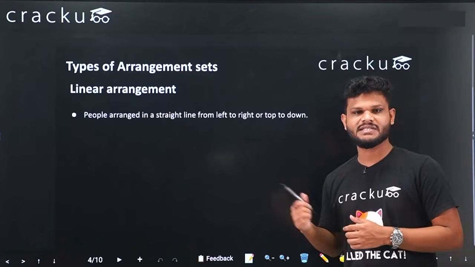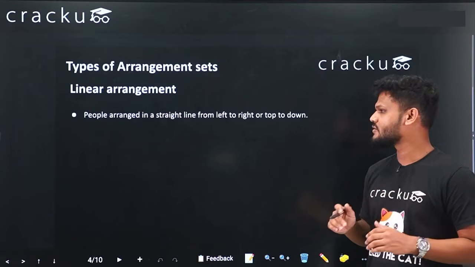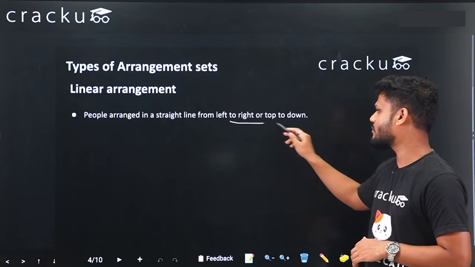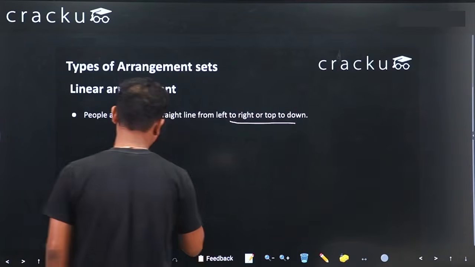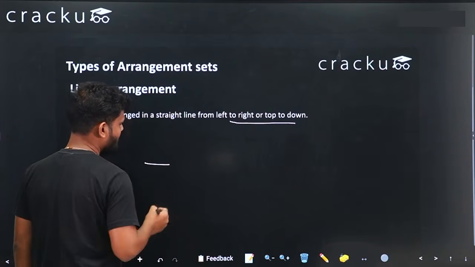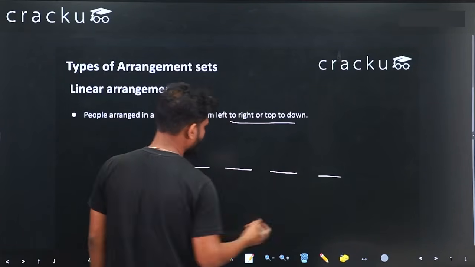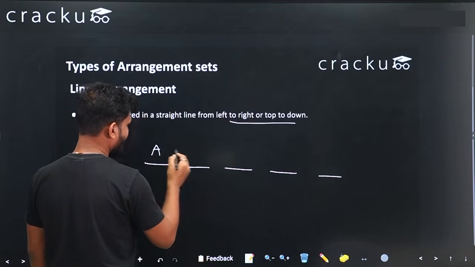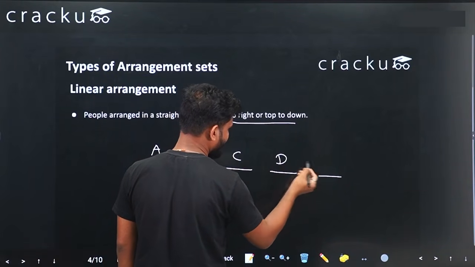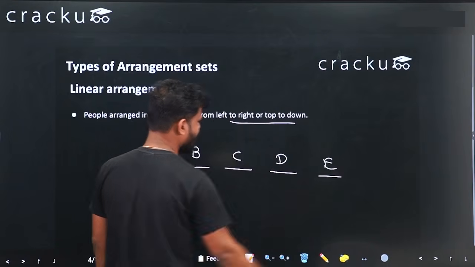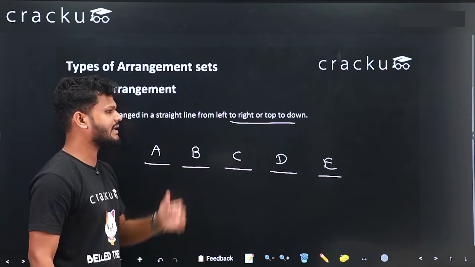So as its name suggests, in a linear arrangement, people are arranged in a straight line. So here people are arranged in a straight line from left to right or top to bottom. What does it mean? It means that there are 5 people, 1, 2, 3, 4 and 5. So for example, A is sitting here, B is sitting here, C is sitting here, D is sitting here, and E is sitting here. So basically these people are arranged from left to right in a straight line.